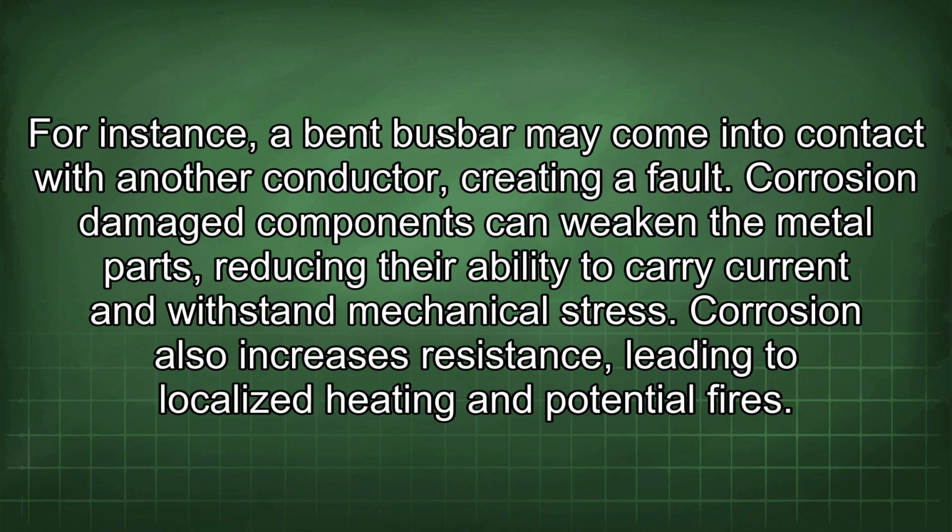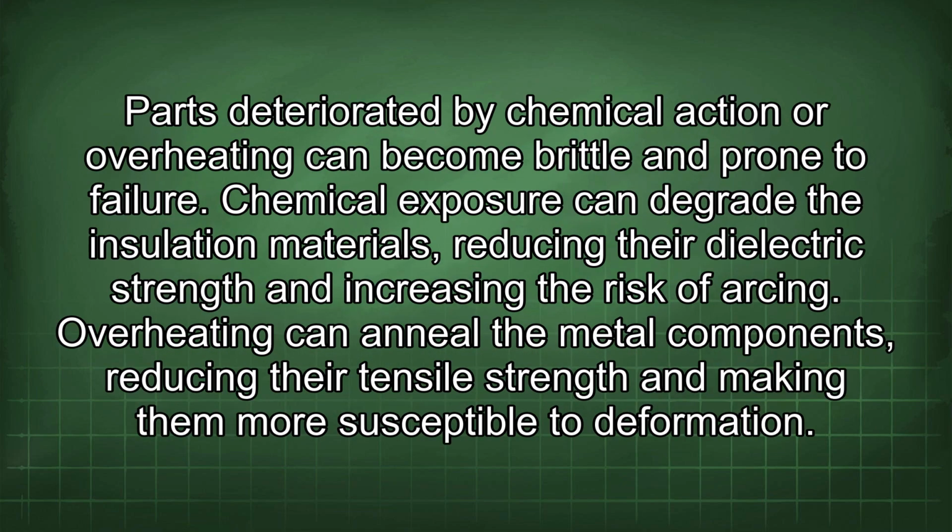Corrosion-damaged components can weaken the metal parts, reducing their ability to carry current and withstand mechanical stress. Corrosion also increases resistance, leading to localized heating and potential fires. Parts deteriorated by chemical action or overheating can become brittle and prone to failure. Chemical exposure can degrade the insulation materials, reducing their dielectric strength and increasing the risk of arcing. Overheating can anneal the metal components, reducing their tensile strength and making them more susceptible to deformation.